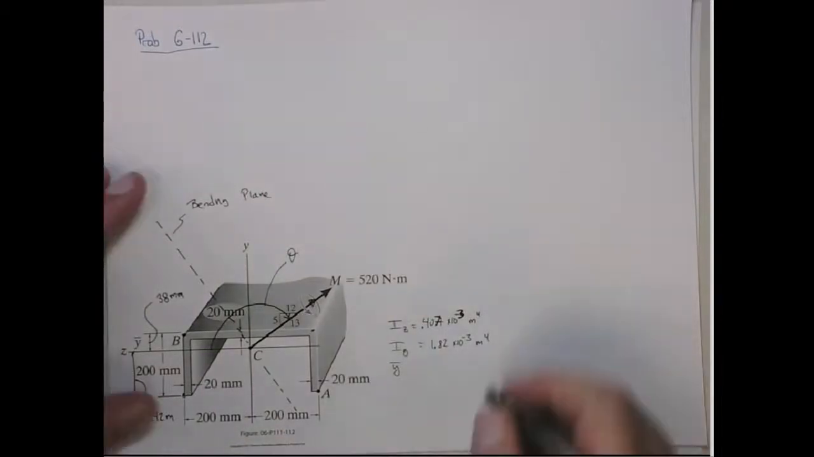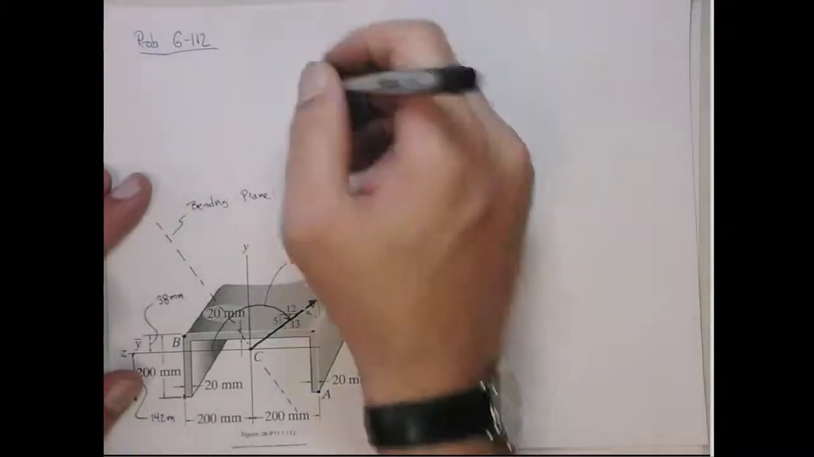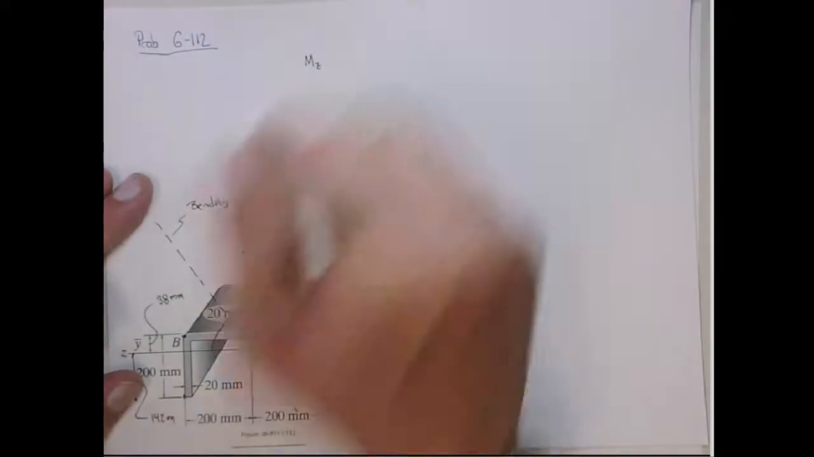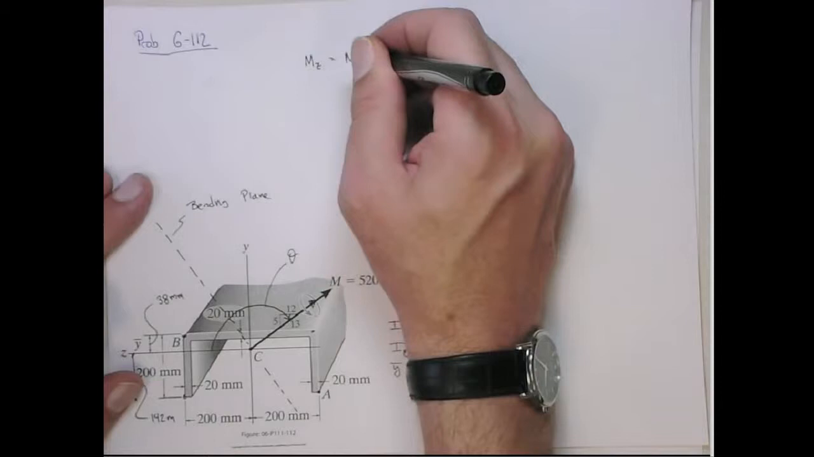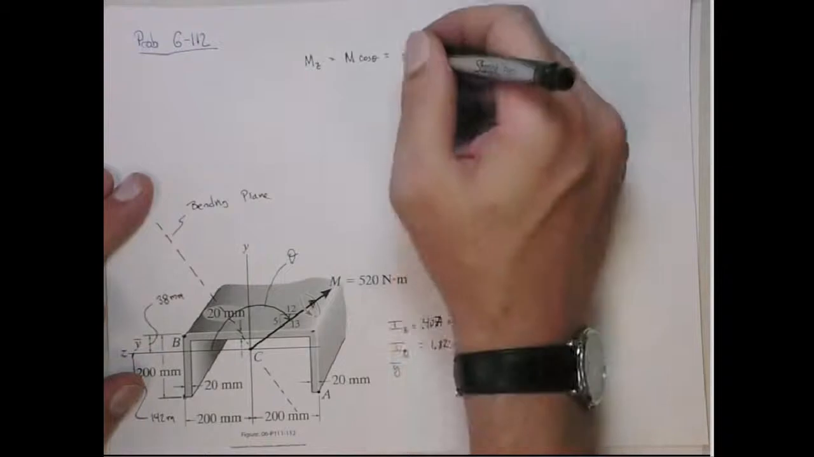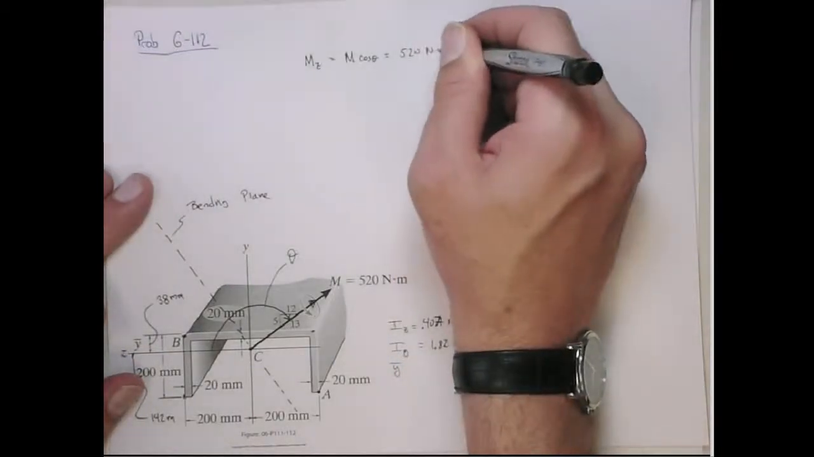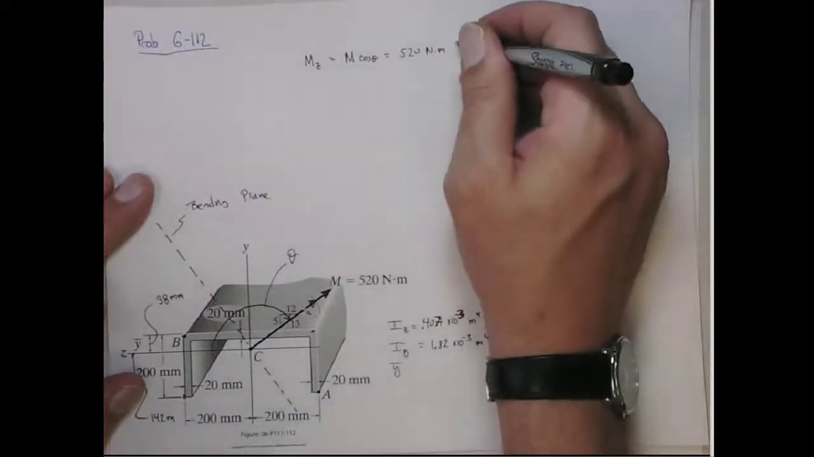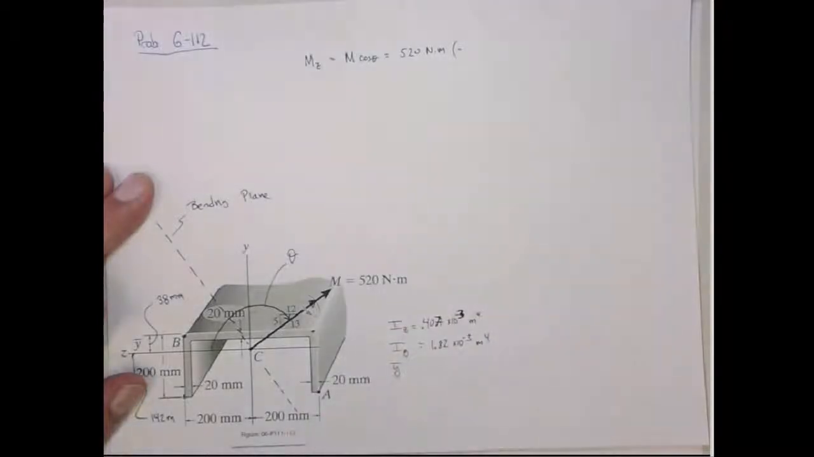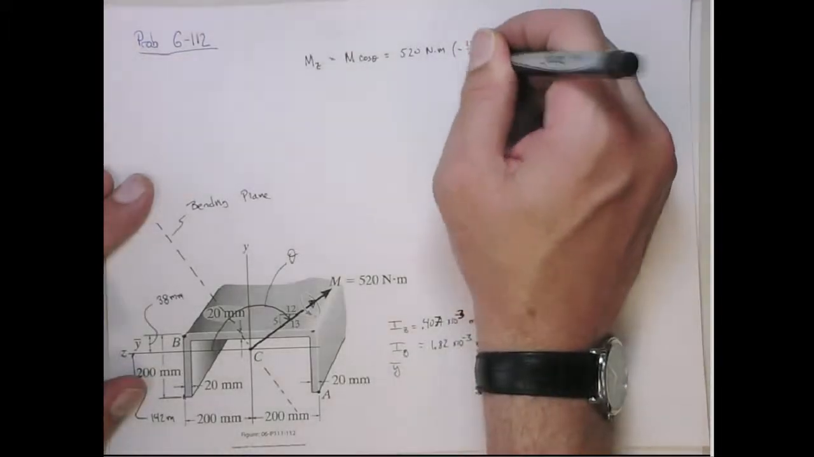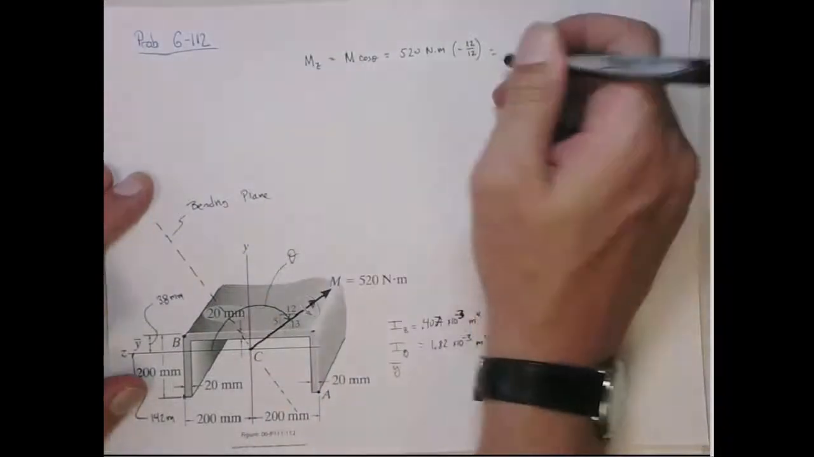The tangent of theta, well, actually, I really need the moment in the z direction, which is the moment times the cosine of theta, okay? So that's 520 Newton meters. The cosine of this angle is going to be negative. It's an angle greater than 90, and it's going to be 12 over 13. That's the cosine of the angle. And that turns out to be, here's my calculator.